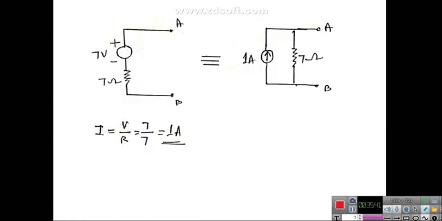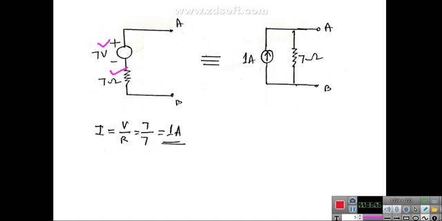Okay, once you draw the equivalent circuit, the resultant of those two sources is nothing but 7 volts, and the resistance is 7 ohm. Then you want to convert that into a current source, because you have to find a single source in parallel with a single element.